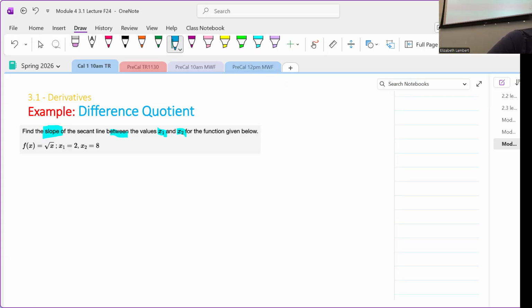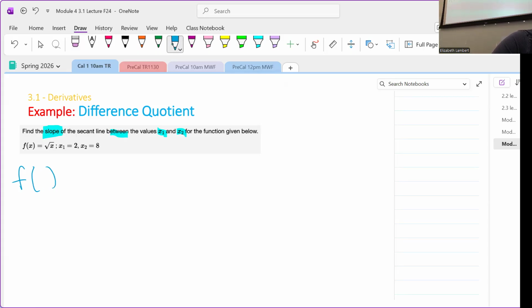So our big key word here is find the slope. They've given me x values. They have not provided me with y values or function values. So I need to know what happens when I plug 2 into the function. So let me focus on the function format first.